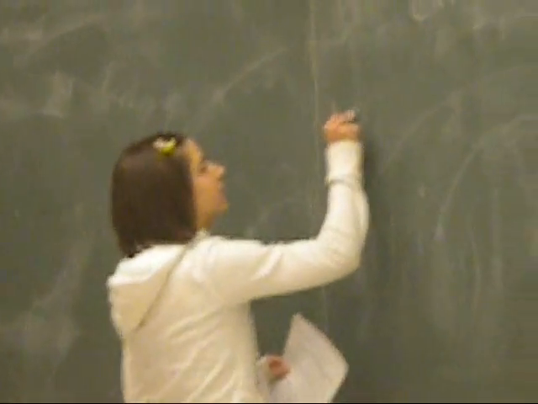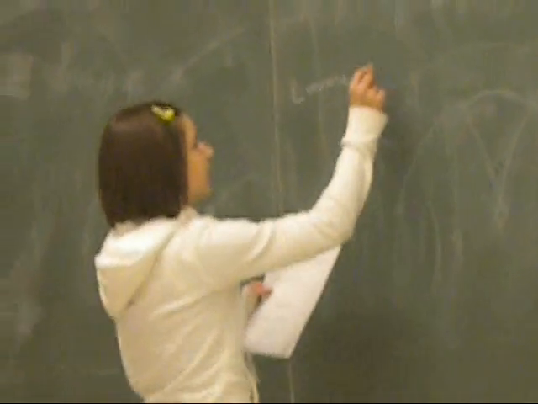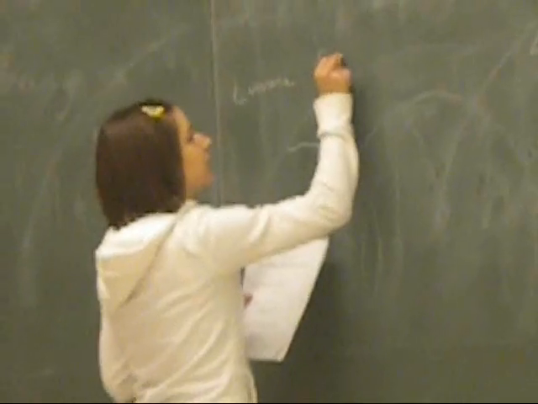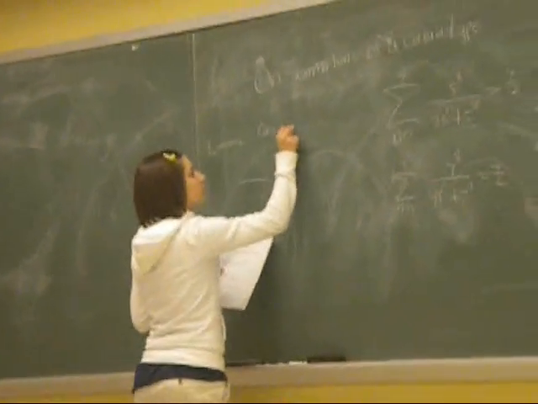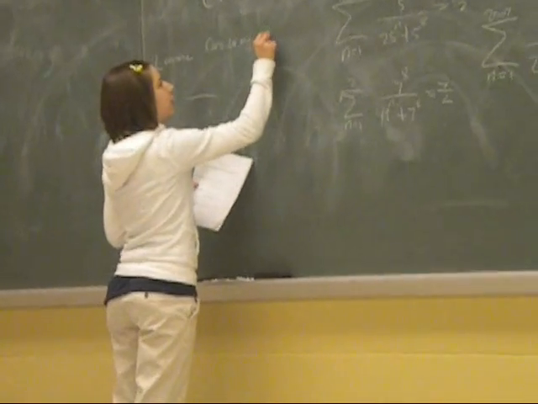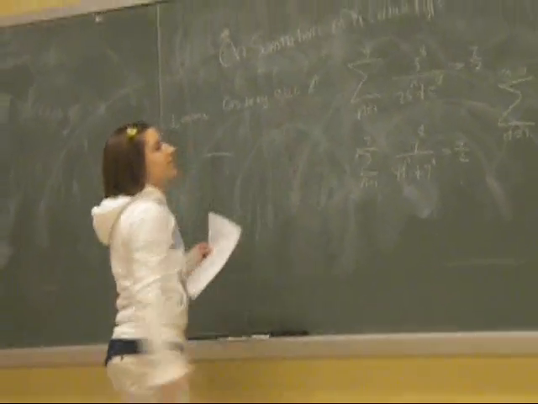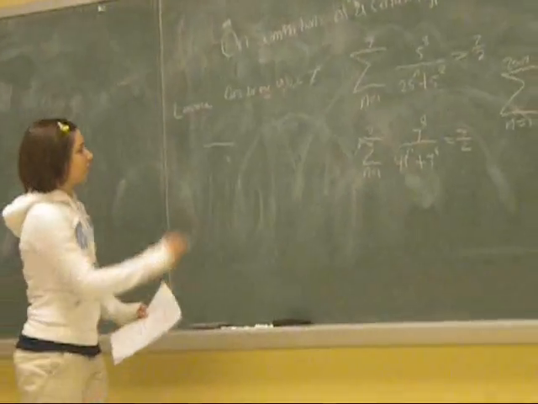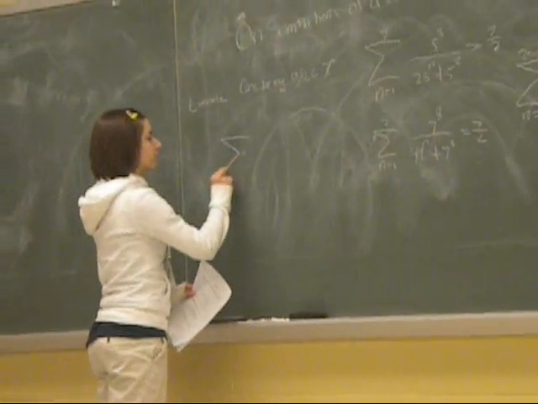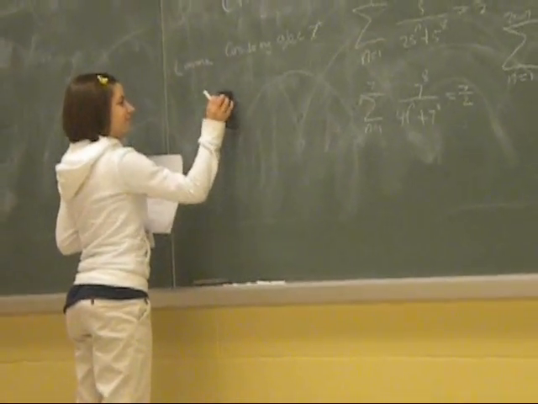So, I have a lemma. This is saying, let's consider any A, B, and C positive integers. Sorry, I didn't touch that.